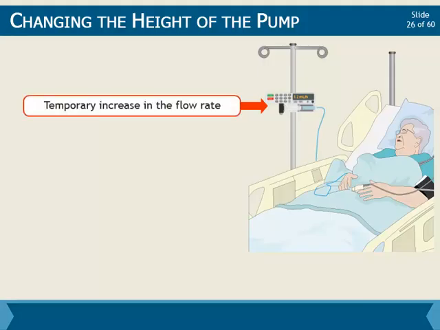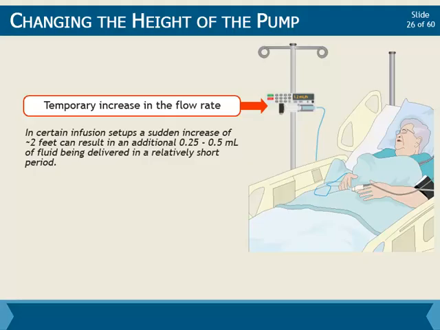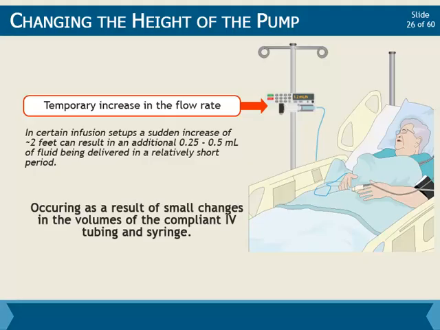For example, in certain infusion setups, a sudden increase of around 2 feet can result in an additional 1/4 to 1/2 milliliter of fluid being delivered in a relatively short period. You may ask yourself, how could delivery increase when the pump's motor is mechanically controlling the speed of delivery? Well, the increased fluid delivered is not coming from the pump, but rather occurring as a result of small changes in the volumes of the compliant IV tubing and syringe.